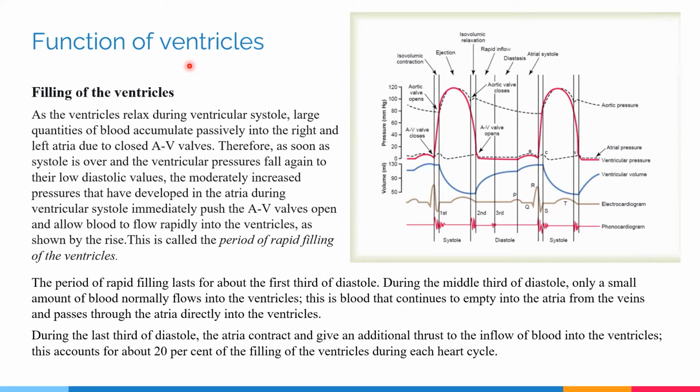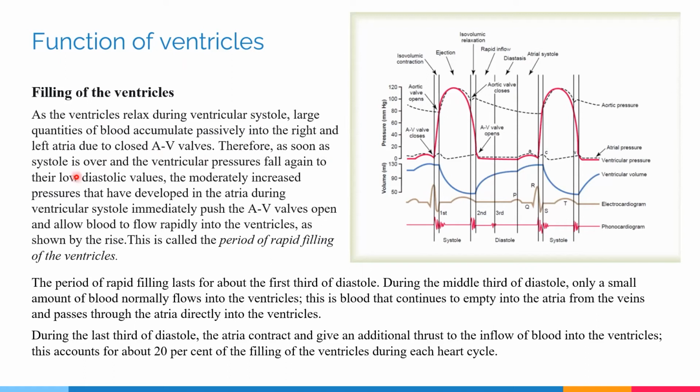The first thing we will look into is how the ventricles are filled. As the ventricles relax during ventricular systole, large quantities of blood accumulate passively in the right and left atria due to closed AV valves. After the ventricular systole, the valves are still closed because there is still pressure inside the ventricles, and this allows accumulation of blood in the atria.